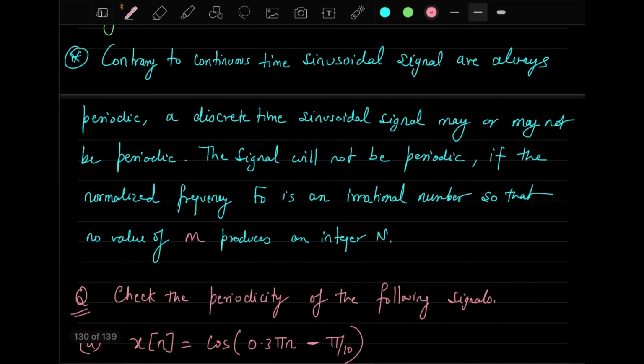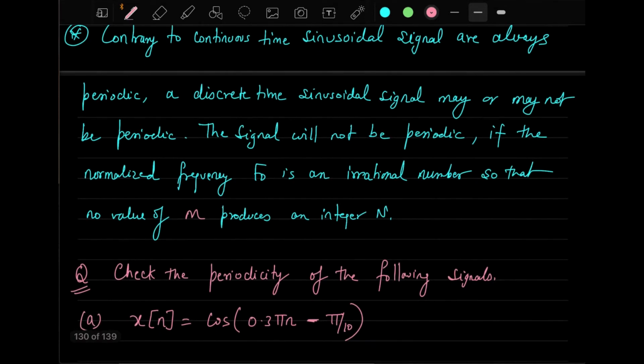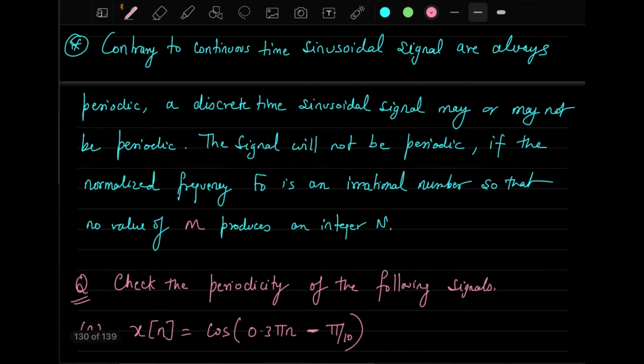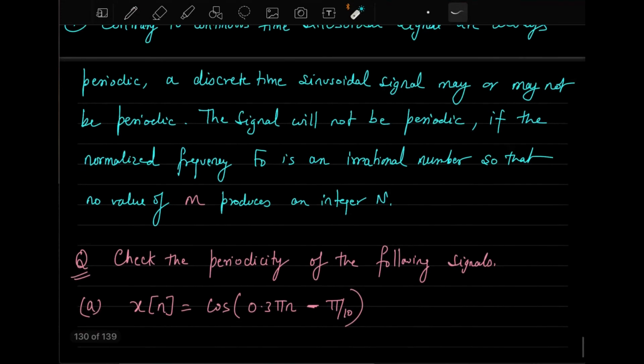I'll give you a few seconds to check the periodicity of the signal given over here. If you have a signal given as cos(0.3 pi n minus pi by 10), can you tell me what the periodicity of this signal is? What will be the fundamental period of this signal?